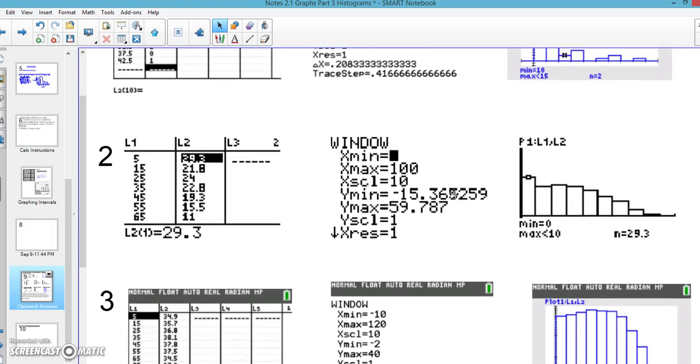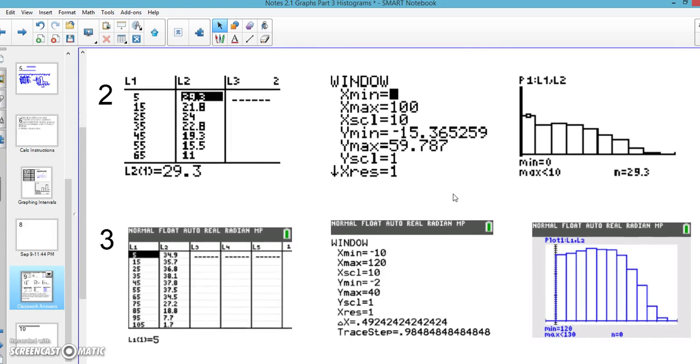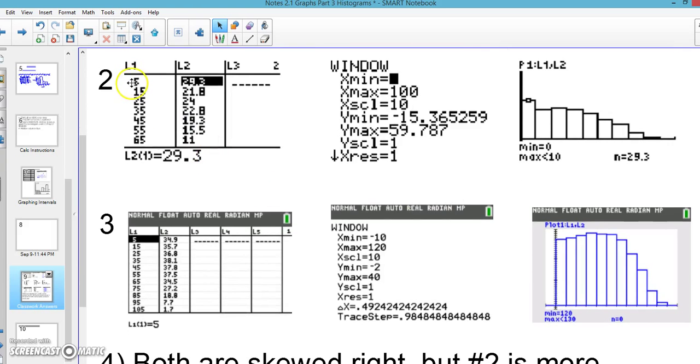On number 2, my classes were of size 10, so 0 to under 10, 10 to 19, and so on. I found the midpoints: 5, 15, 25, and so on. Then I put in my frequencies.